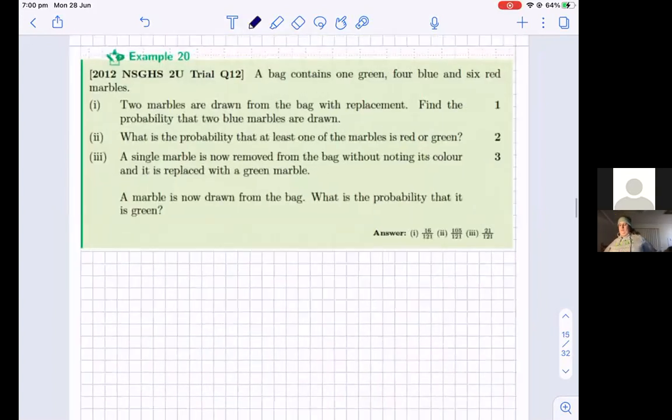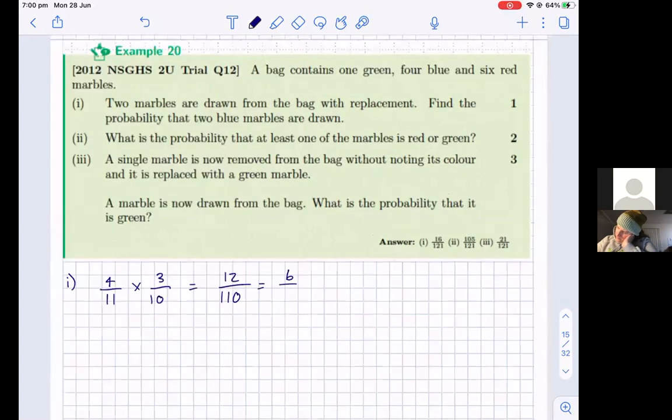Okay. A bag with marbles, how original. It's got 1 green, 4 blue, 6 red. 2 are drawn from the bag with replacement. Find the probability that 2 blue marbles are drawn. Well, if the first one's blue, then we've got 4 out of the 1 plus 4 plus 6, 11. And if the second one's also blue, then we've only got 3 left out of the 10 marbles. So that gives us 12 over 110, which is 6 over 55.